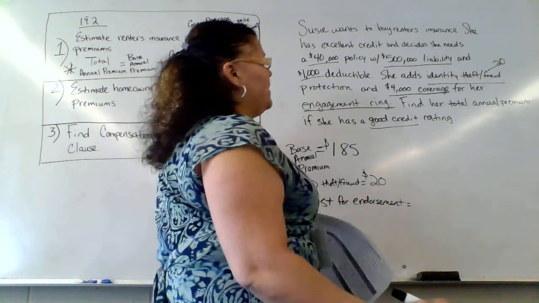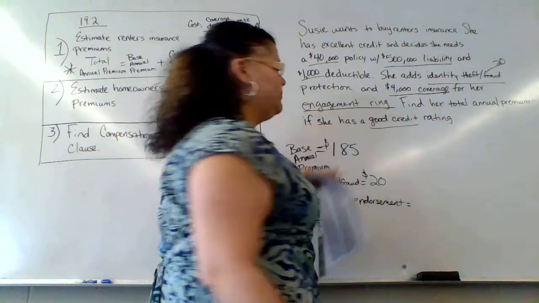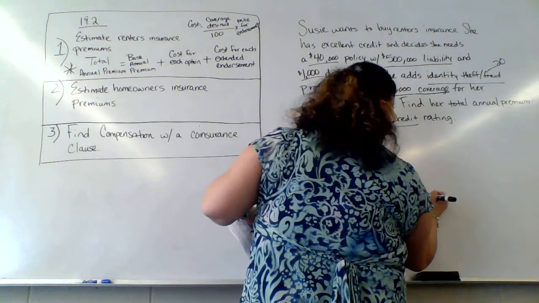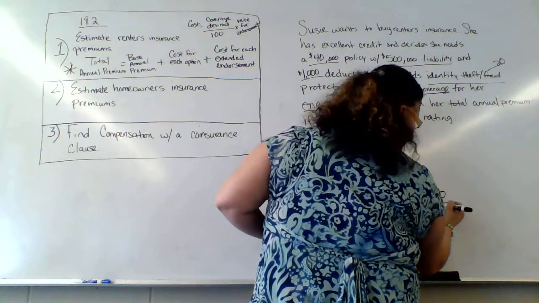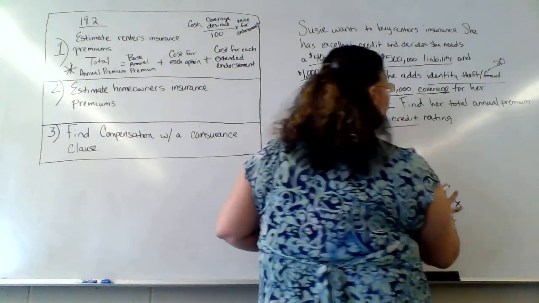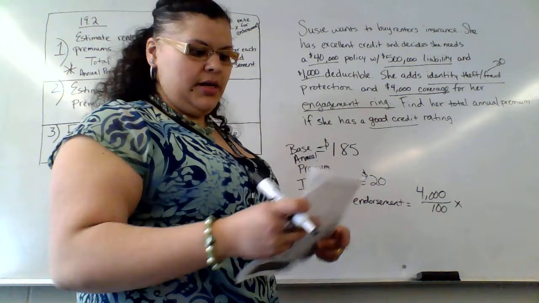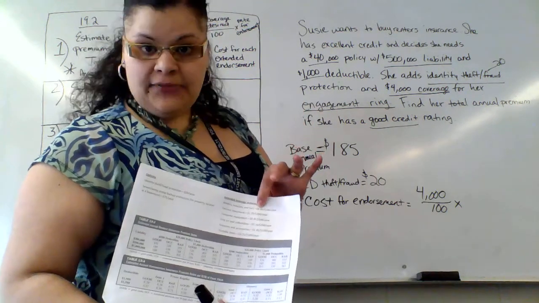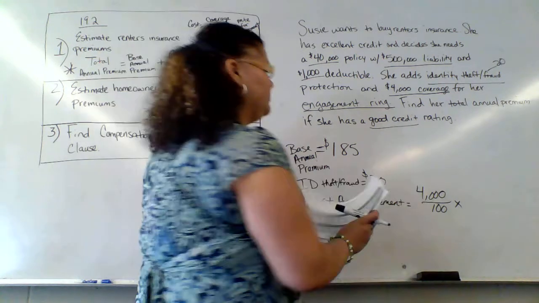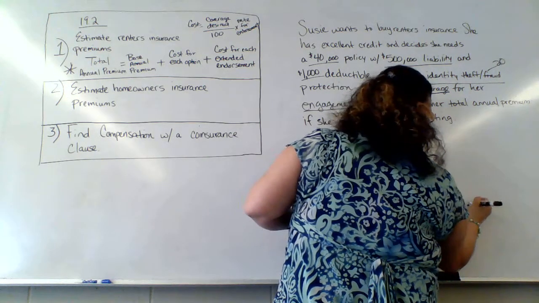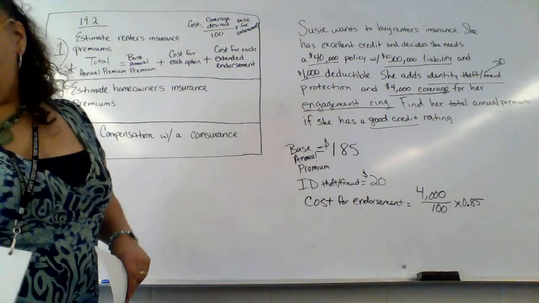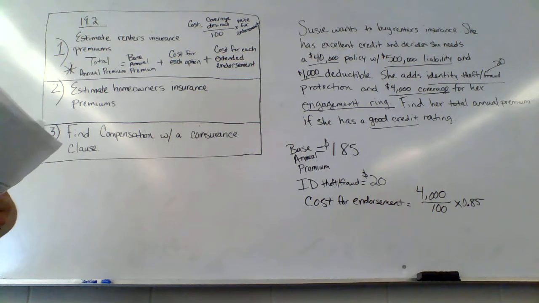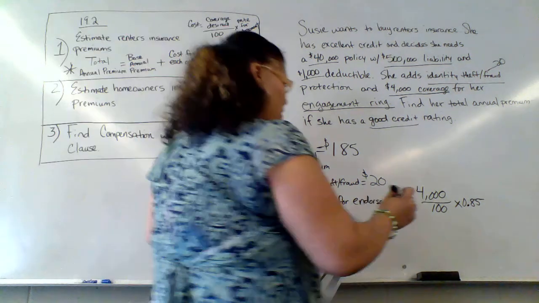So you're going to take the amount of her desired coverage. Her desired coverage is $4,000 for this ring. You take that and you divide it by 100, and you multiply it by the rate that it costs to protect that ring, which is on the chart 85 cents. Once that's multiplied out, you'll note that it ends up being $34.